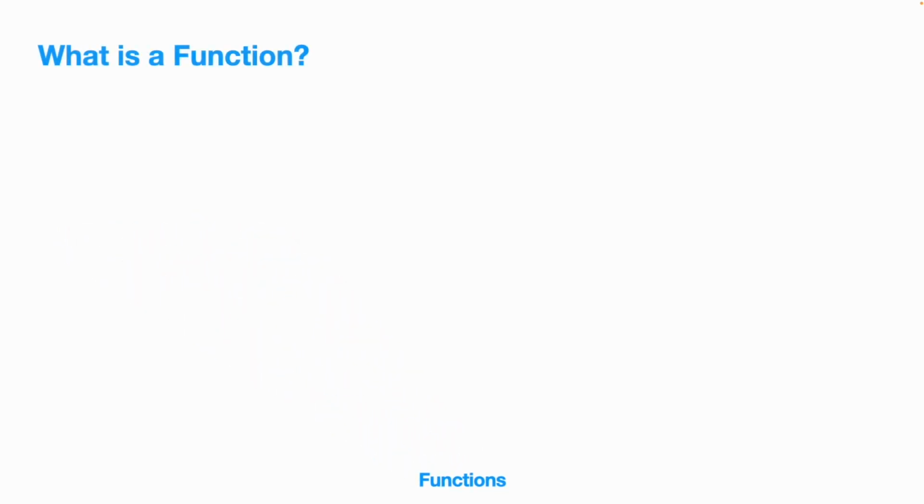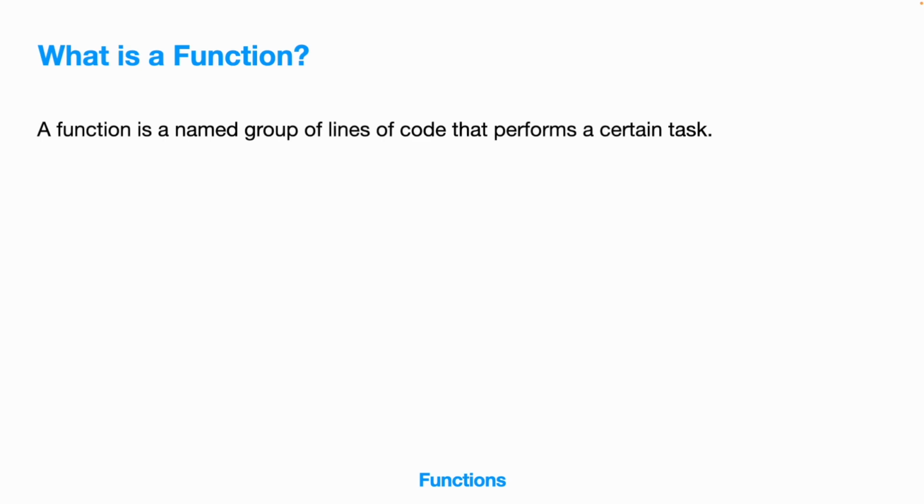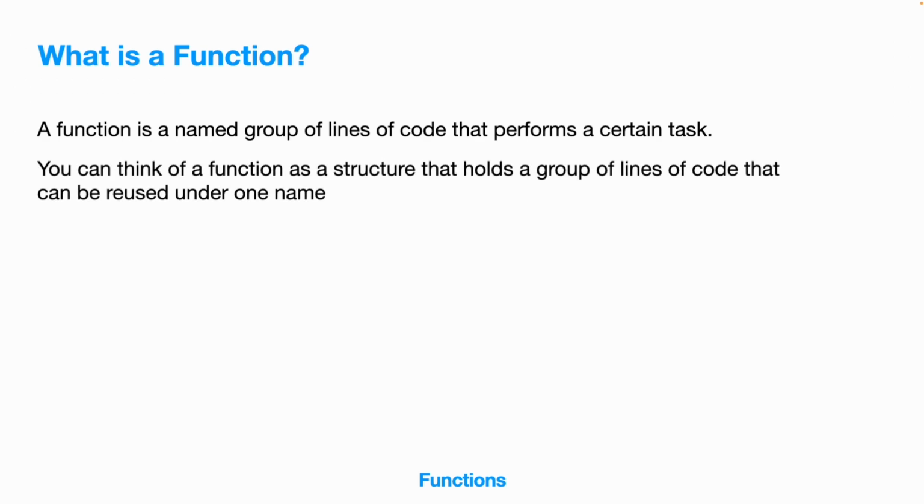First off, let's understand what is a function. A function is a named group of lines of code that performs a certain task. You can think of a function as a structure that holds a group of lines of code that can be reused under one name. Think of it as 10 lines of code that you've written and you want to reuse those lines of code elsewhere in your program.